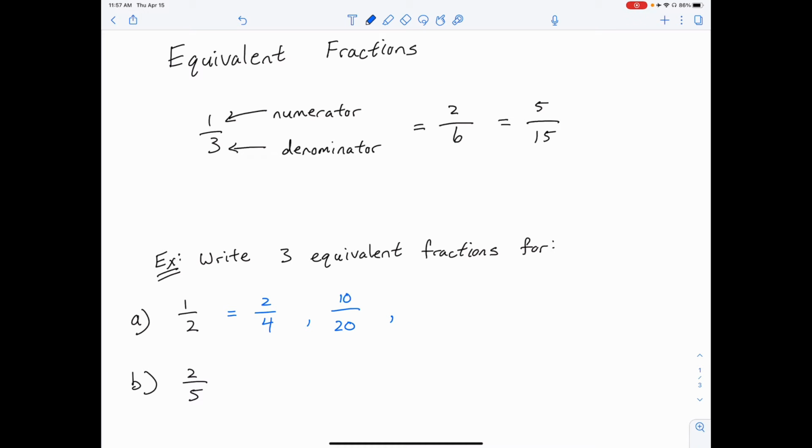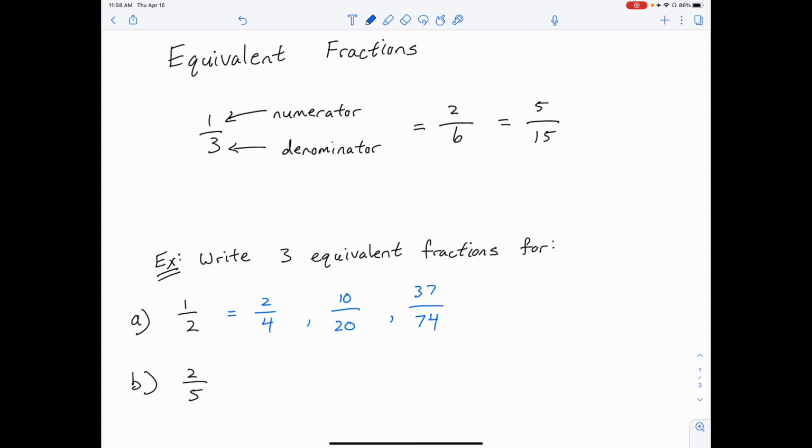And lastly, you can multiply both by whatever number you like. You can even multiply by 37. 1 times 37 will give us 37 on top. 2 times 37 would give us 74 in the bottom. So we can again check with a calculator if you need to. You can just go 37 divided by 74, and it should bring you back to 1/2.